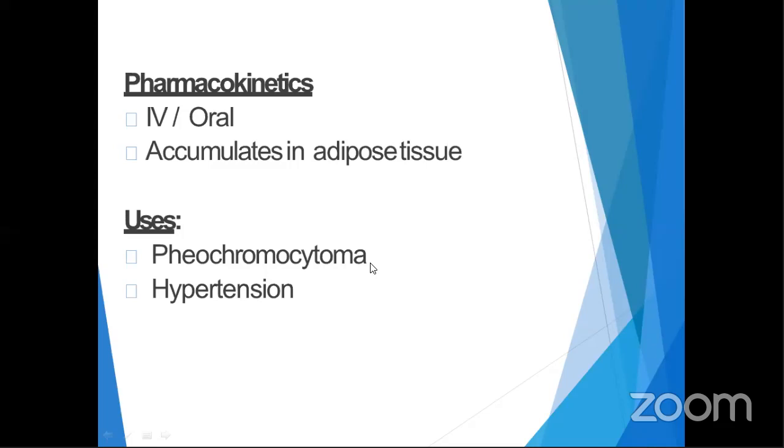I think you're getting my point. So ultimately what we are treating in pheochromocytoma is hypertension. And why there is hypertension in pheochromocytoma, I think it must be clear by this time: pheochromocytoma is an adrenal gland tumor which secretes a lot of neurotransmitters, that is norepinephrine and epinephrine, which act on the blood vessels and cause an increase in BP. So these are two important uses.